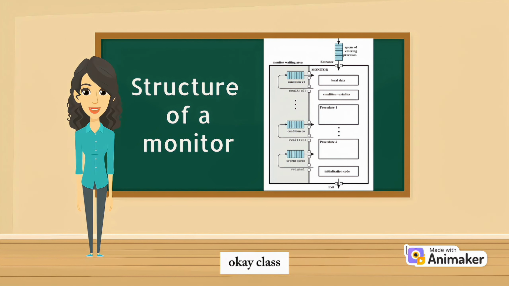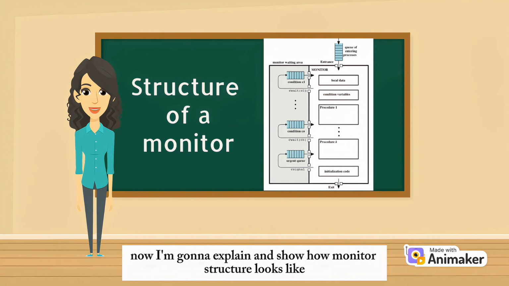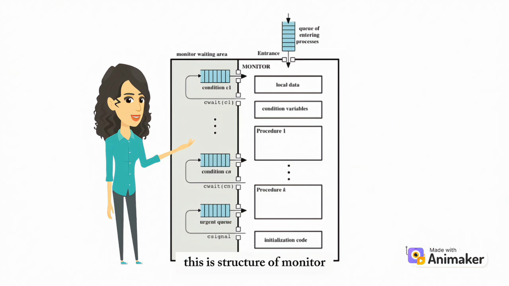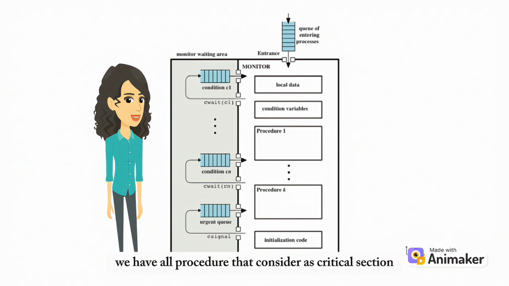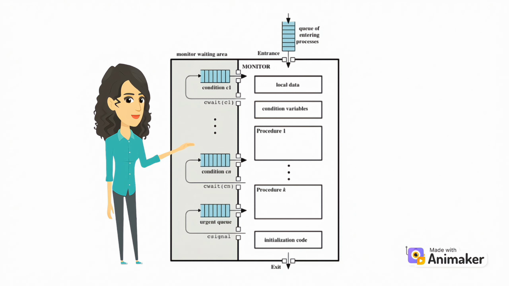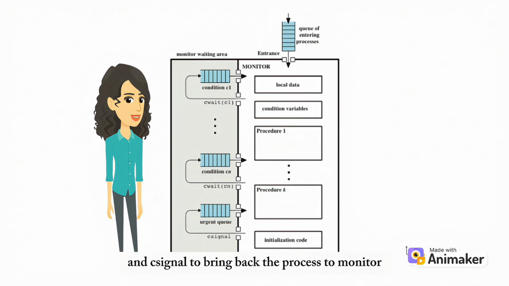Okay class, now I'm going to explain and show how the monitor structure looks. This is the structure of a monitor. We have all procedures that are considered critical sections and put them in one place as monitor procedures. A new process will queue to use the monitor based on condition. We'll pass which condition to be used. We have cWait for each condition and cSignal to bring the process back to the monitor.